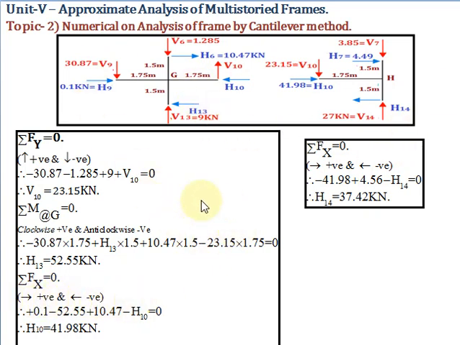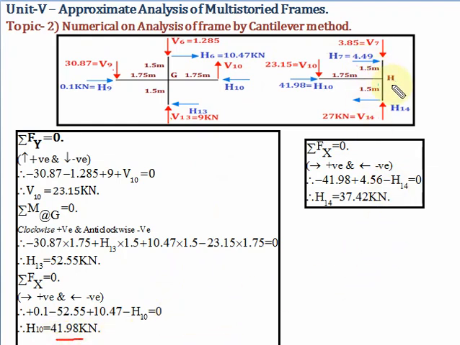Okay, so here what are H9, where it is acting? It is acting toward the right side, plus 0.1. Okay, next minus 52.55, which is that force? H13 acting toward the left hand side, minus, plus S6 10.47 acting toward the right side, plus, and minus H10 toward the left hand side. So here we'll get the value of H10 as 41.98.